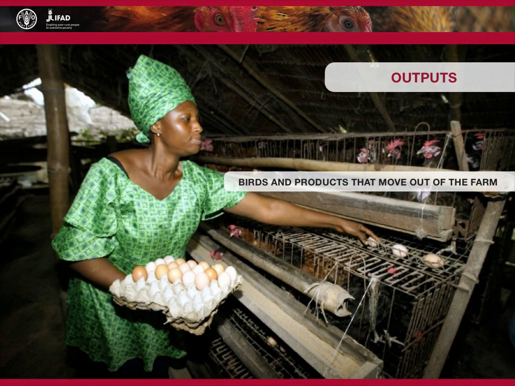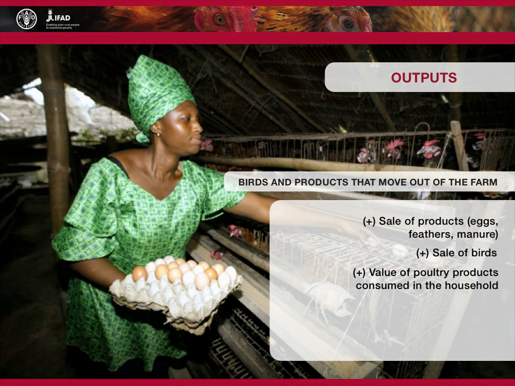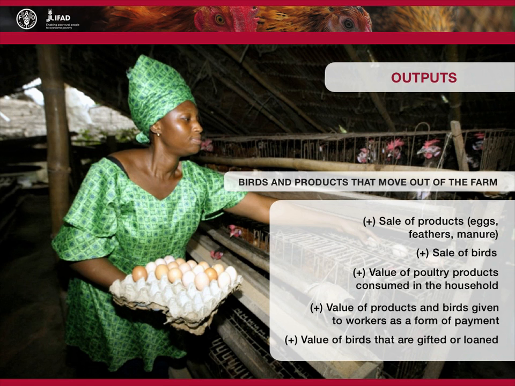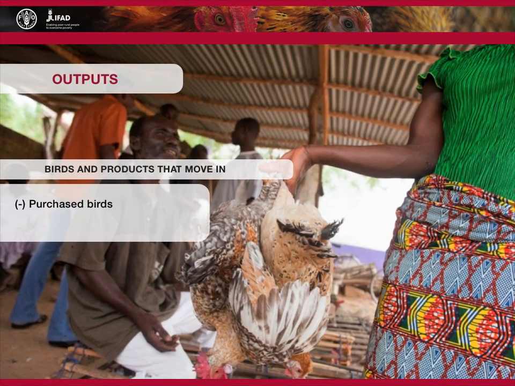Examples of birds and products that move out are the sale of products like eggs, feathers, and manure, the sale of birds, the value of poultry products consumed in the household, the value of products and birds given to workers as a form of payment, and the value of birds that are gifted or loaned. Examples of birds and products that move in are purchased birds and birds received as gifts or loans.